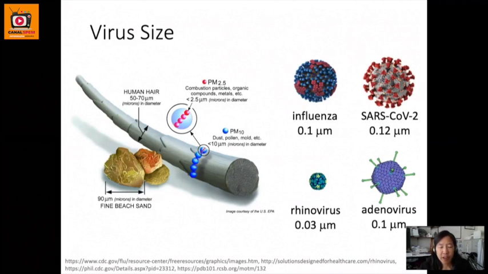The figure on the left is shown just for scale. A human hair is about 50 to 70 micrometers in diameter. We talk about PM 2.5 and PM 10 air pollution particles. Those are 2.5 and 10 microns. The virus that we're talking about is 0.12 microns in size, so much smaller even than our PM 2.5. It's similar in size to influenza virus. And then I've shown a couple of other respiratory viruses. Those are a little different because they're non-enveloped.